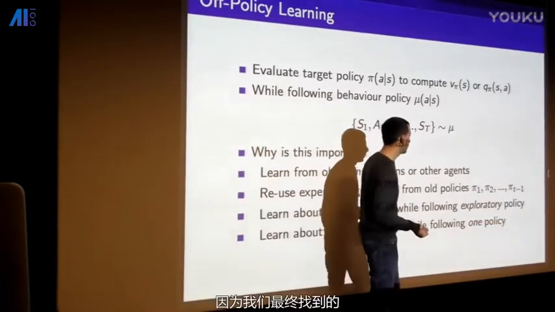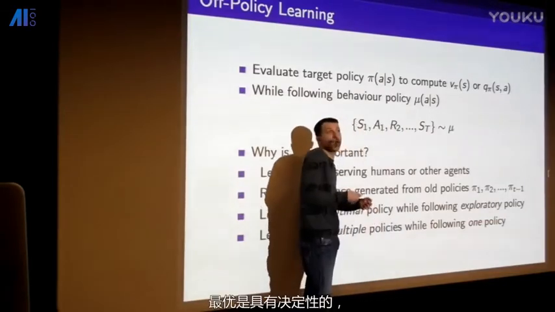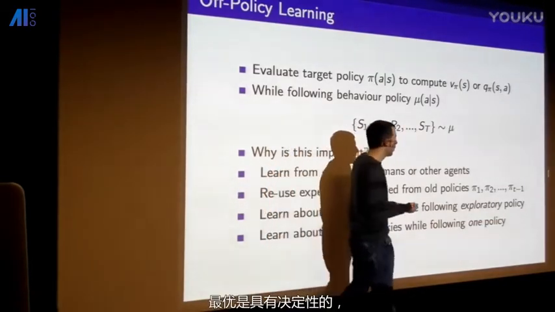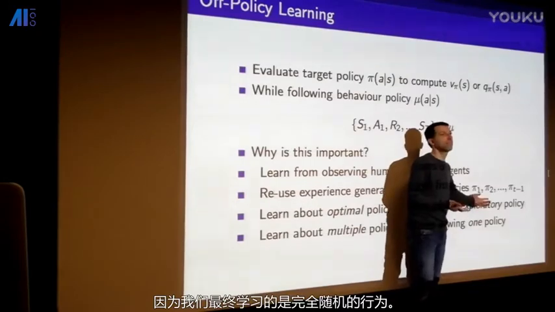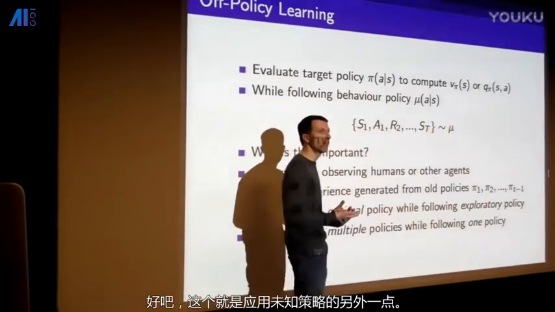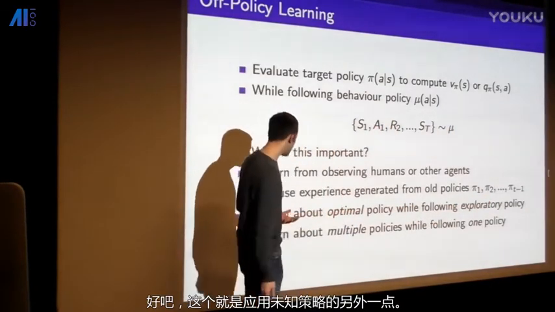We want to learn about how to behave optimally, something which is ultimately going to be deterministic, whilst following something completely random. Okay? That's another motivation for off-policy learning.